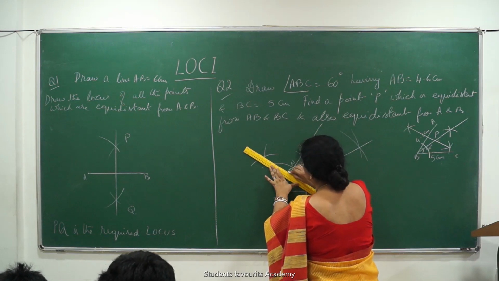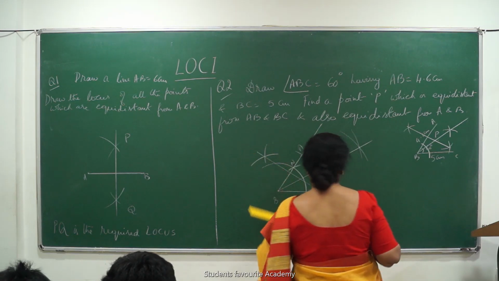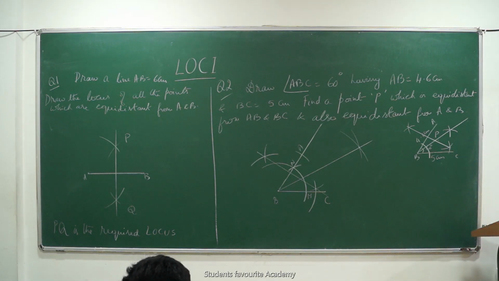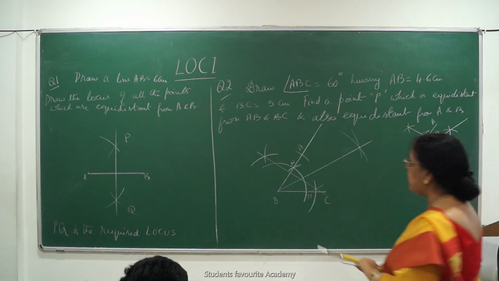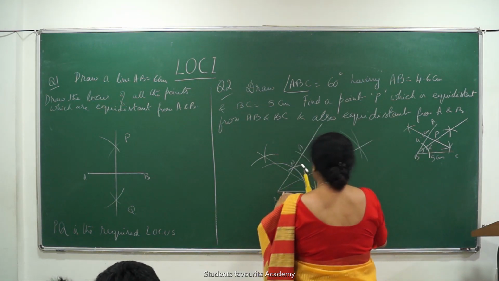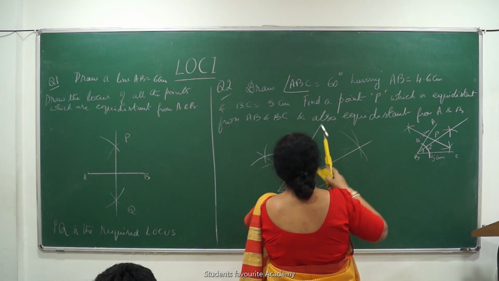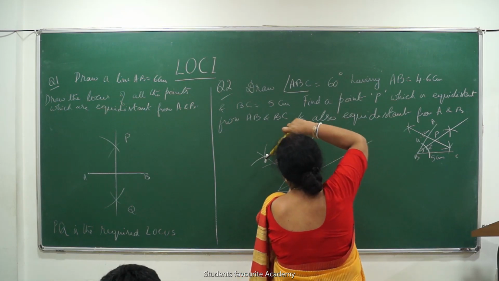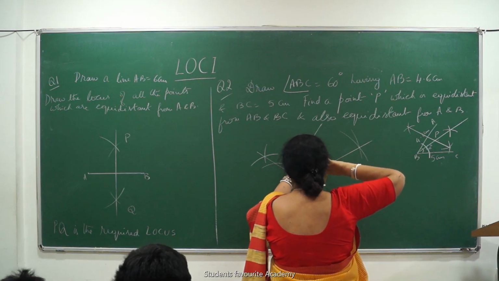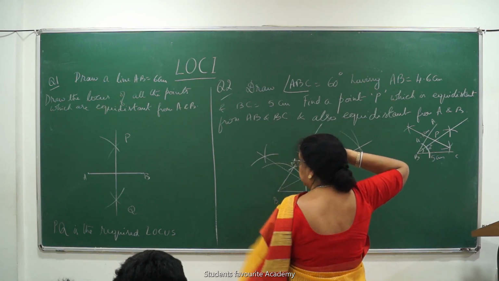Ma'am, can you show again how you made that line? Which line? The perpendicular bisector. From here I drew one arc this side and this side. And from A with the same radius, one arc this side and one this side, cutting the previous ones.